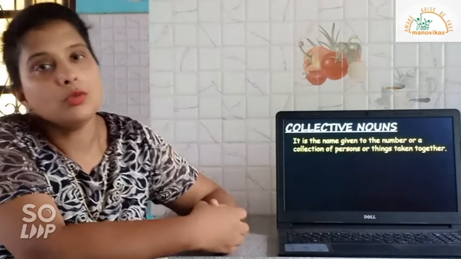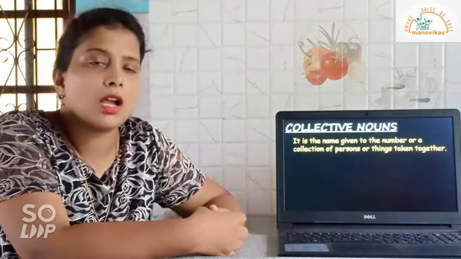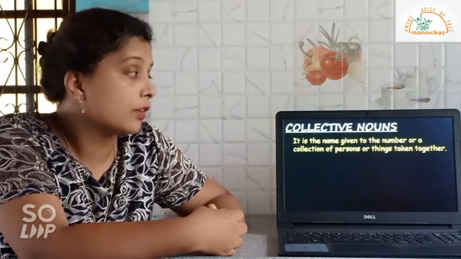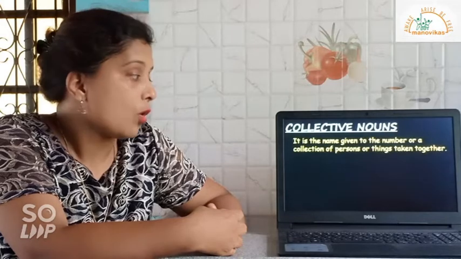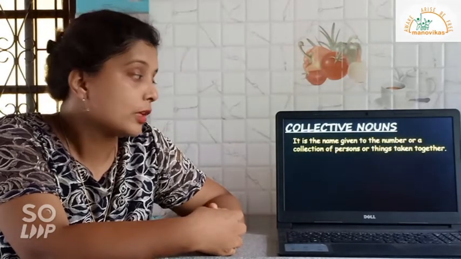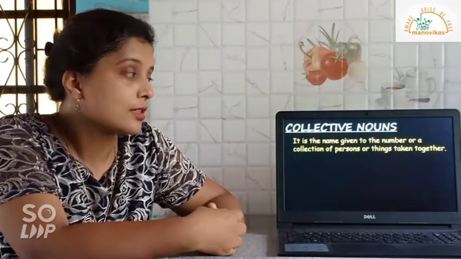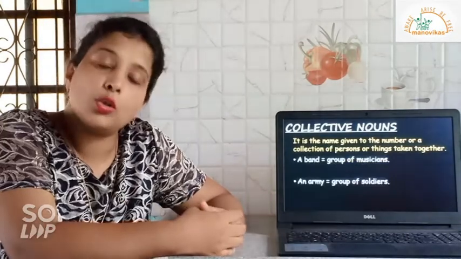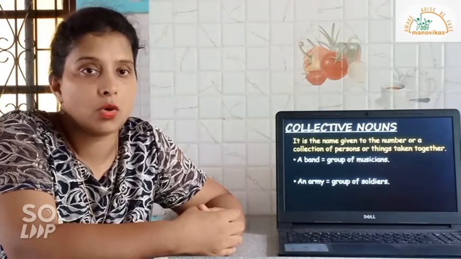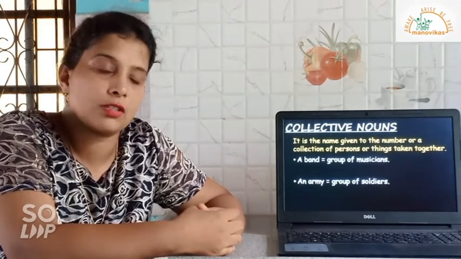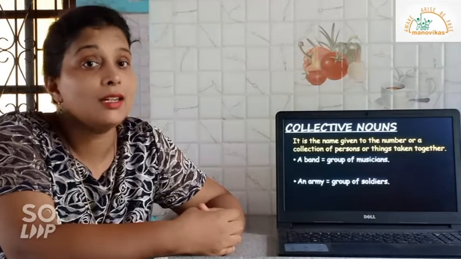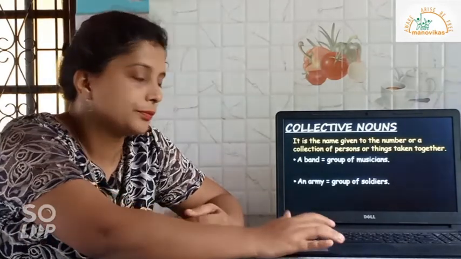We move on to collective nouns. What are collective nouns? Collective nouns are nothing but names given to a number or a collection of persons or things taken together. A group of musicians is called a band of musicians.